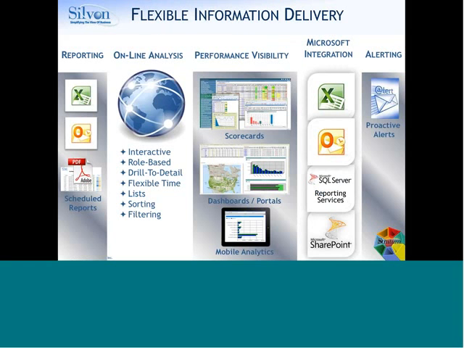The other side of that equation, of course, is the ability to deliver that information. And this is where we have a strategy called flexible information delivery that focuses on the fact that we know there's a lot of different roles out there, different users, different skill sets, different information needs that we need to address. And to that end, we start with reporting and online analysis.